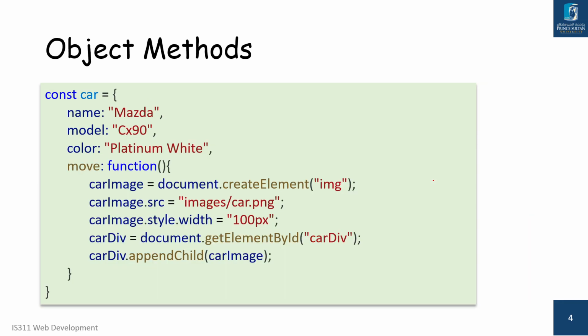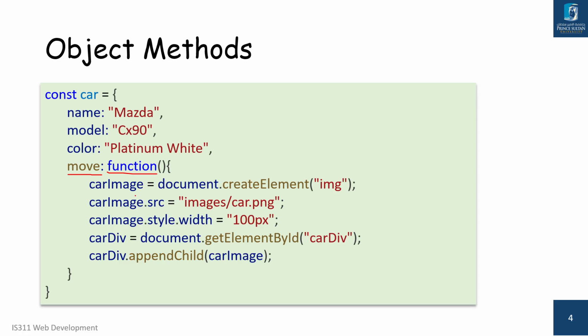Here is an example where I'm also adding a function. You can see that we have move as a function, and I define a function without any name inside it. It does not have any parameters, and then we are defining something inside it.